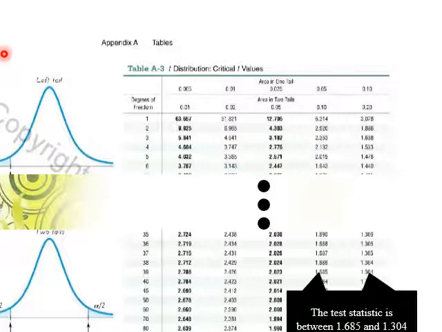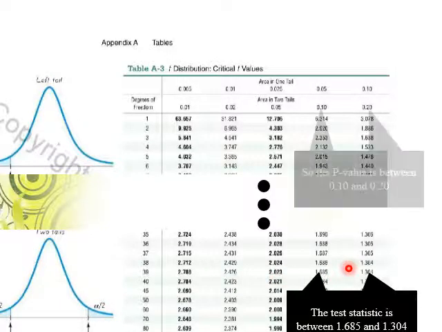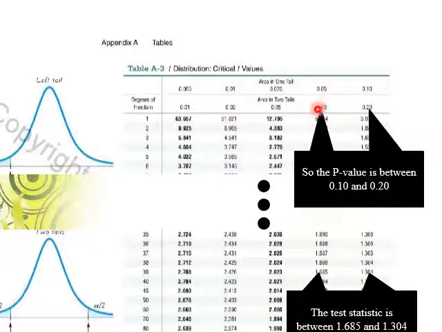So our test statistic was somewhere between 1.685 and 1.304. In other words, we just needed to find where our test statistic lies between in any of these cases. And it could be further to the right. It could be less than 1.034, or it could be greater than 2.708. In any case, find where it lies in relation to the rest of the numbers in this row. That tells you that your p-value will be between the two probabilities up at the top of that column.